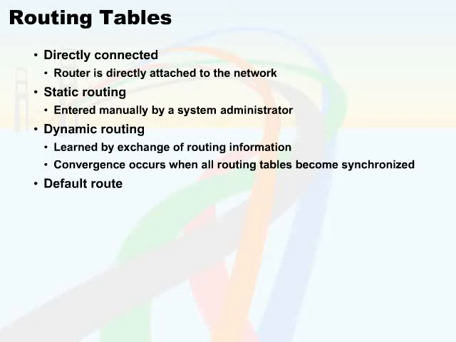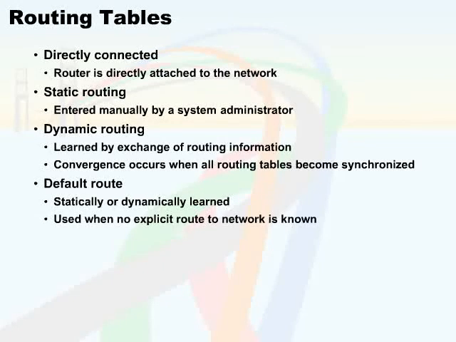A default route is statically or dynamically learned when there is no explicit route to a network. I will not have explicit routes to internet destinations, and so typically a default route is used. A default route is always in the format of 0.0.0.0 to cover everything, sometimes known as a zero route or a gateway of last resort.